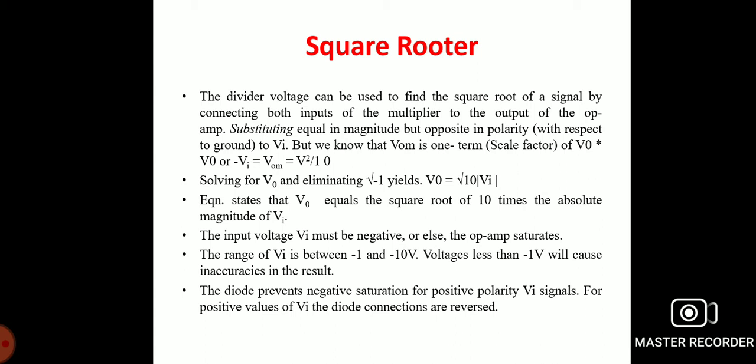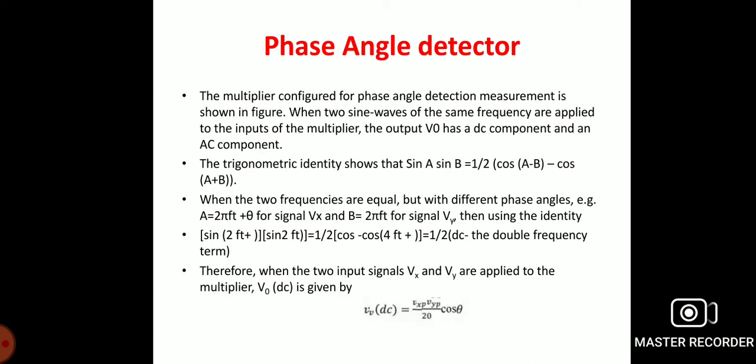Now the final application is the phase angle detector. The multiplier configured for phase angle detection measurement is shown in the figure. When two sine waves of the same frequency are applied to the inputs of the multiplier, the output V0 has a DC component and an AC component. The trigonometric identity shows that sin A sin B is equal to 1 divided by 2 times cos of A minus B minus cos of A plus B, where the two frequencies are equal but with different phase angles.